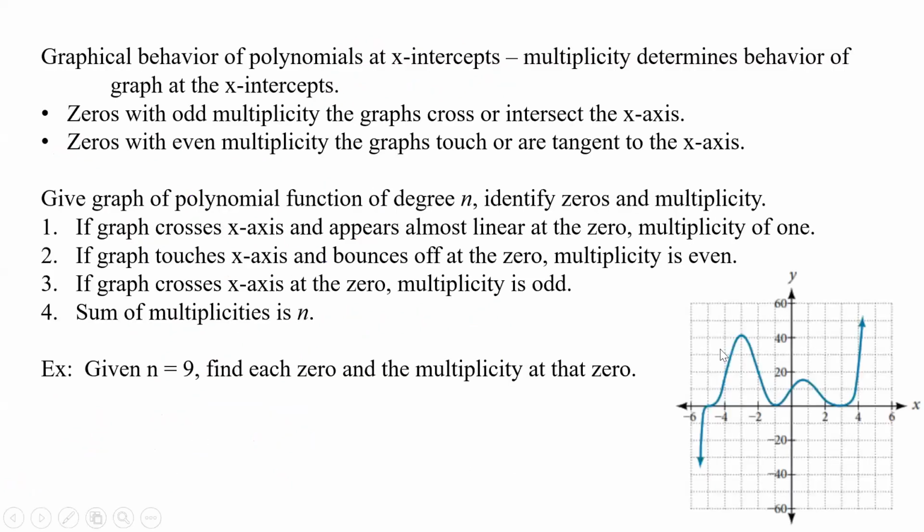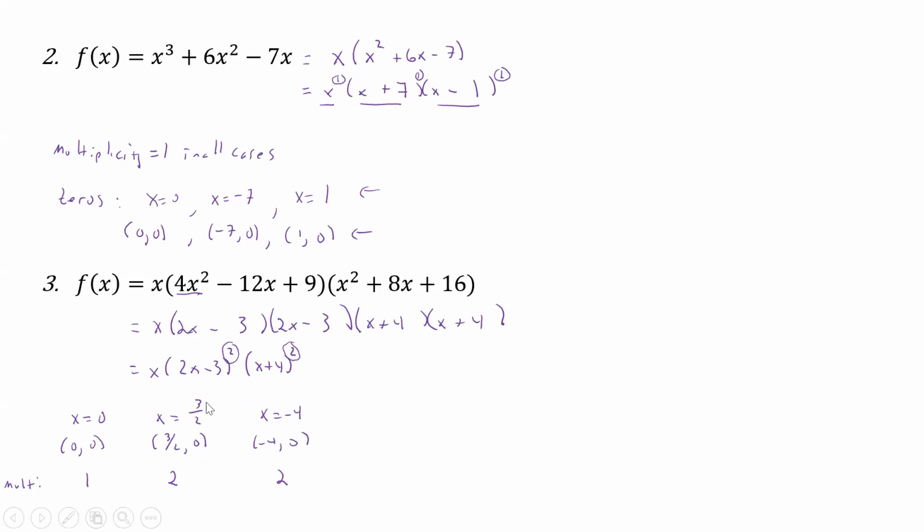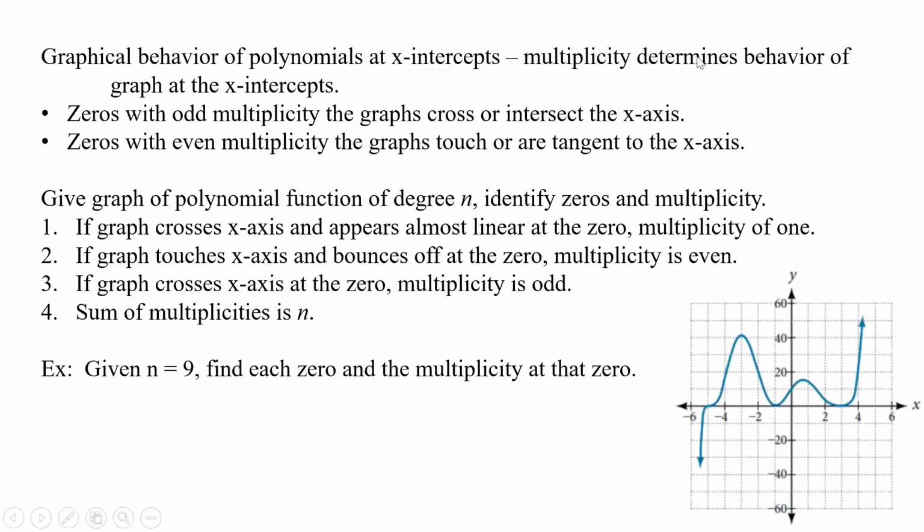So moving on to the graphical behavior of polynomials at the intercepts. So these things we just found, x equals 0, 3 halves, and negative 4, the multiplicity of those determines the behavior of the graph at those intercepts. So if we have zeros with odd multiplicity, like 1, 3, 5, 7, and so on, basically your graph is going to cross or intersect the axis at that intercept. So whatever the intercept is, it's going to cross or intersect it there. And if we have an even multiplicity, basically your graph is just going to touch it or be tangent to it.